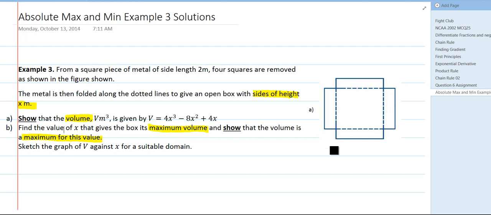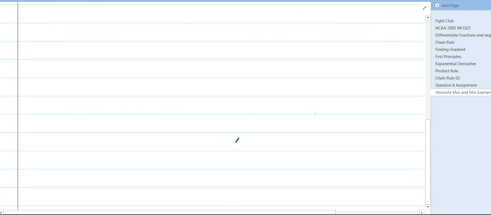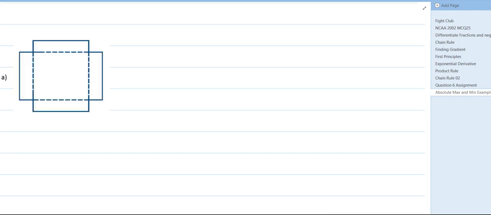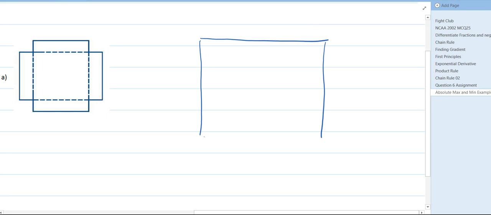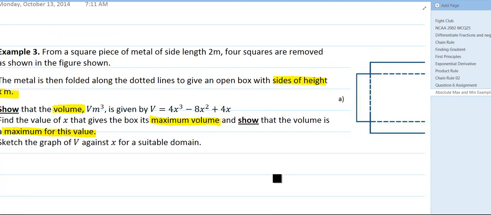So let's start off drawing our problem, because it's always about visualizing what's actually happening, and that makes it easier for us to solve. So I'm just going to move this down. We're going to make this easier for ourselves, and draw right here. You've got a square piece of metal of side length 2. That's what the problem was saying before. It says right here, from a square piece of metal, side length 2 meters. Okay, so side length 2 meters.